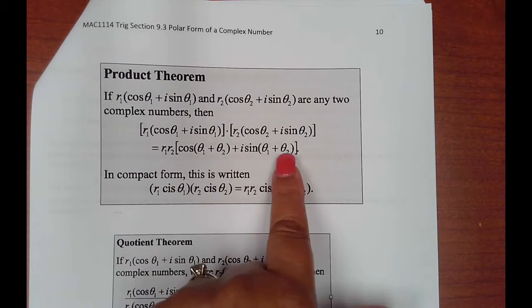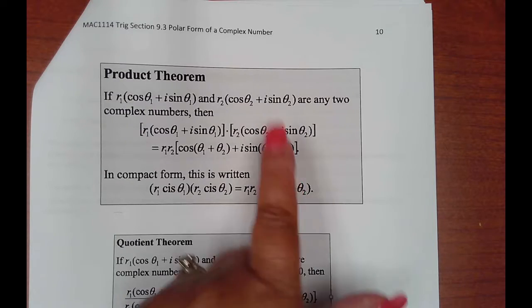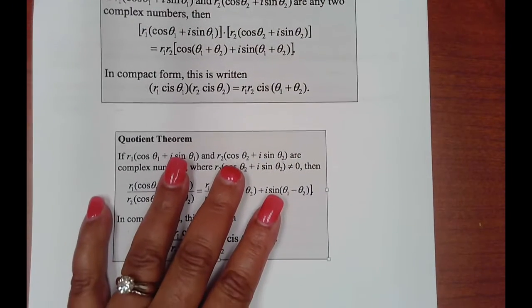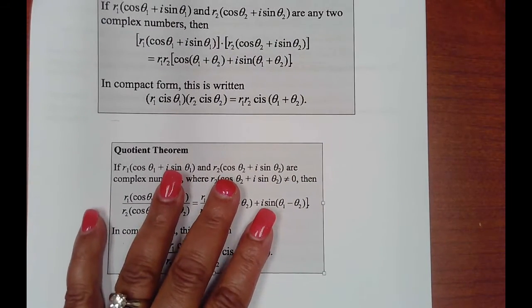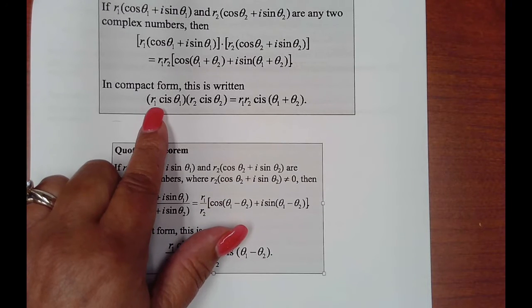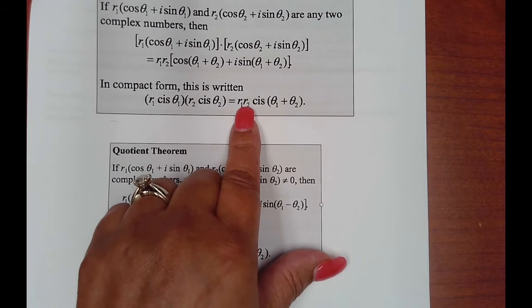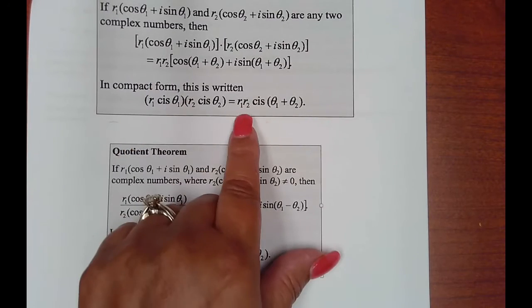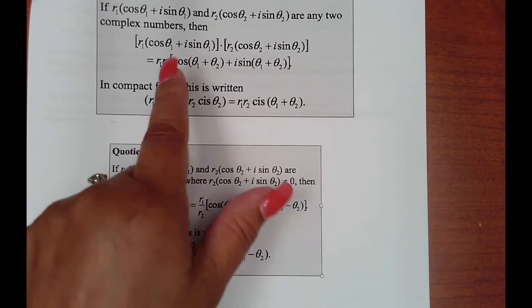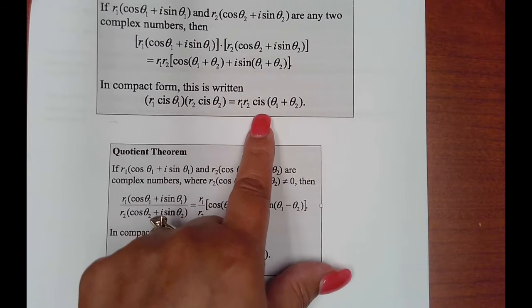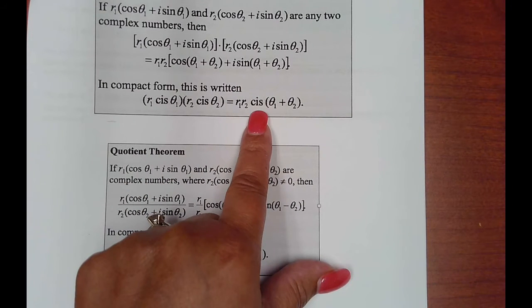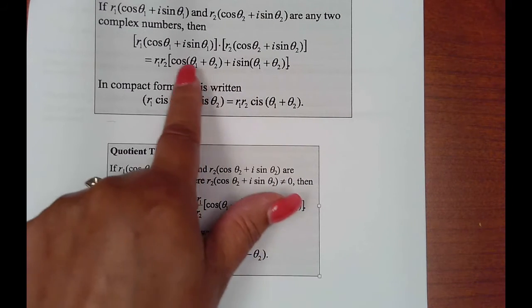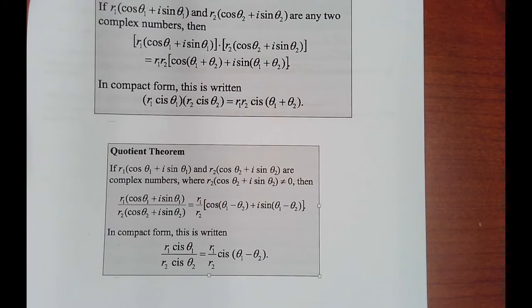And whatever you get here, of course, you're going to get the same thing here. This can be written in a shorthand version form, the cis form, where you would just give the product of those r values out front, and instead of writing cosine plus i sine, just write cis and that new angle that you got when you added. So you have to see what they want in the instructions.